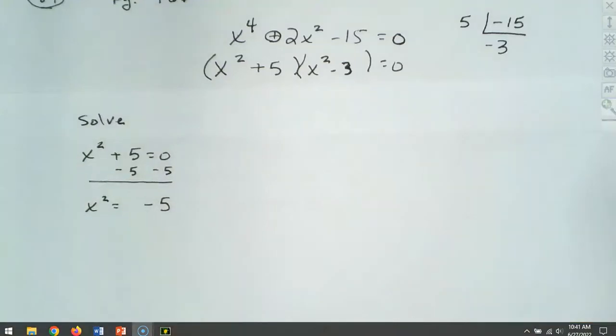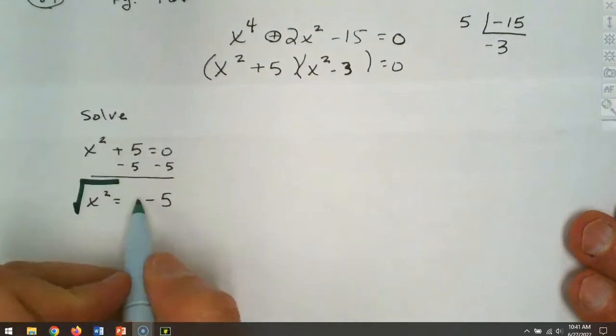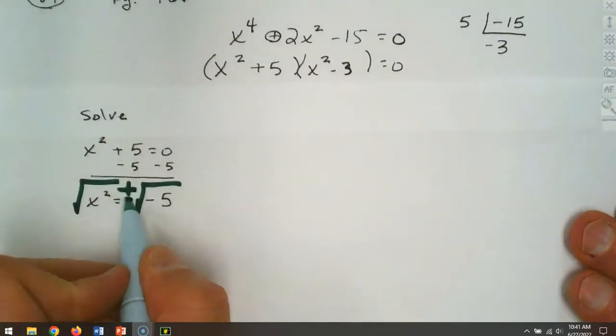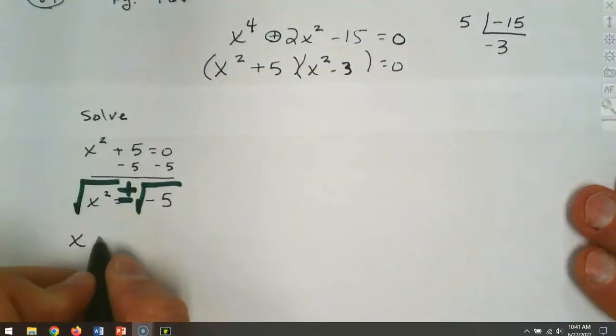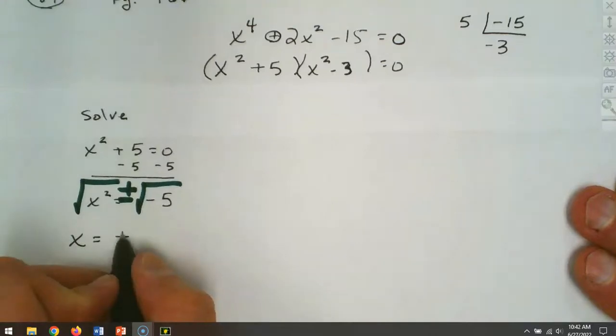Now let's remember, this is an x squared now, not just an x. So how do we get rid of a square? We take a square root. Okay? And whenever we take a square root, what do we add on? Plus or minus, don't we? And what does that leave you with? Well, that leaves you now with x equals plus or minus.